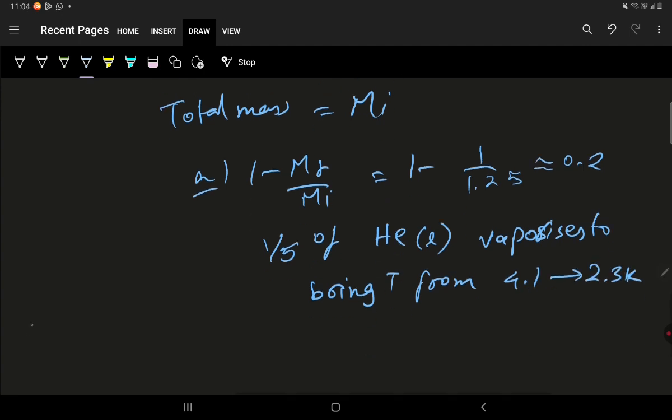The exact answer as per the NBPHO answer key is nearly 0.21, so it's close to the answer we got.